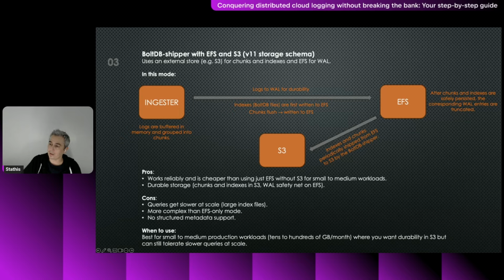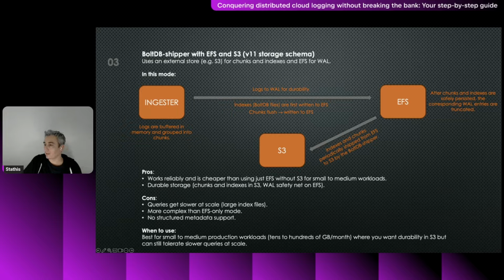The BoltDB shipper then uploads both the chunks and index files from EFS to S3 asynchronously. Once chunks are safely written to EFS, the WAL entries for that data are cleared. This ensures durability through EFS and long-term storage in S3, even if Loki restarts or crashes. The pros of this setup are that it's cheaper due to S3 for larger than a few gigabytes volumes. And now that the EFS is not a durable storage, we use it as a safety net, basically in case of an ungraceful shutdown.